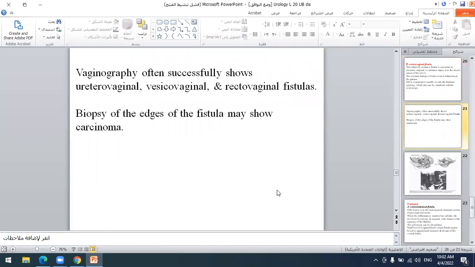Vaginography often successfully shows ureterovaginal, vesicovaginal, or rectovaginal fistula. Biopsy of the edge of the fistula may show carcinoma.